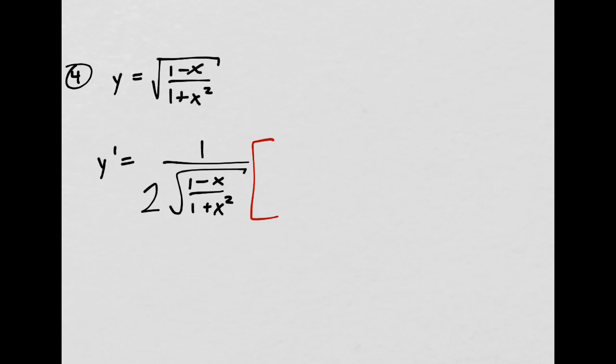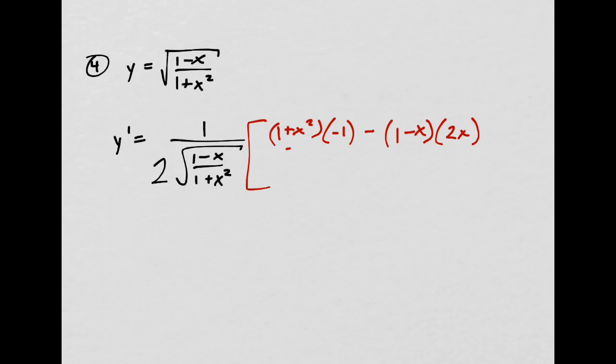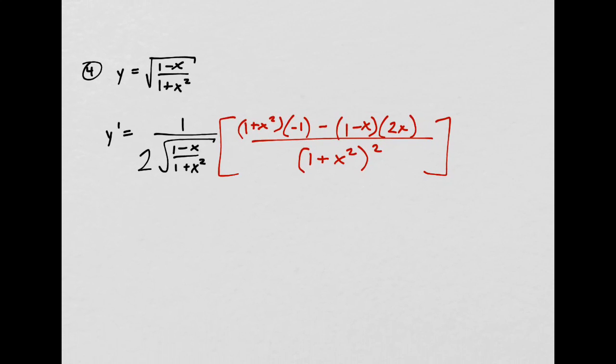So I'll say low, 1 plus x squared. Have to put it in parentheses because it's a binomial. Low d high, derivative of the top is negative 1, minus low d high minus high d low, parentheses, high d low, all over low squared, 1 plus x squared, all of that squared. Low d high minus high d low all over low squared.